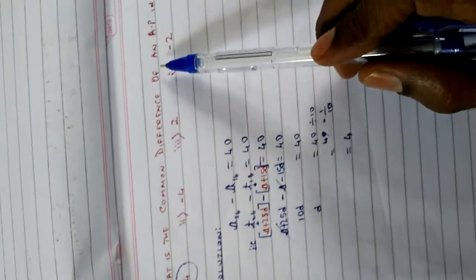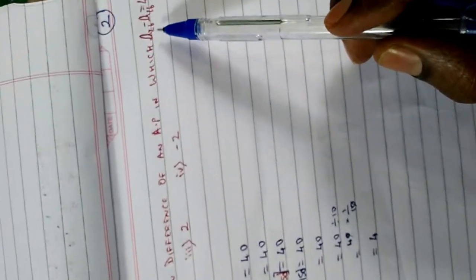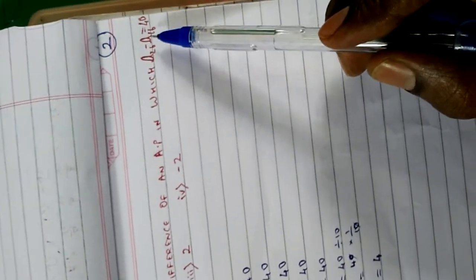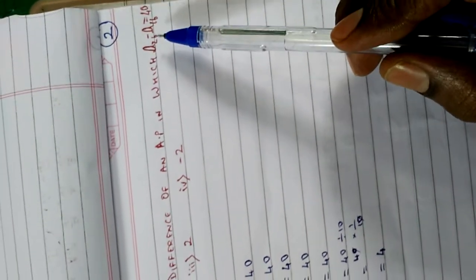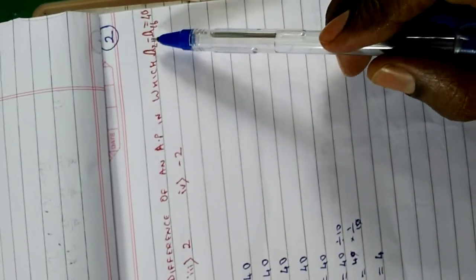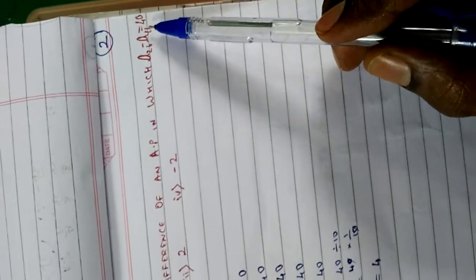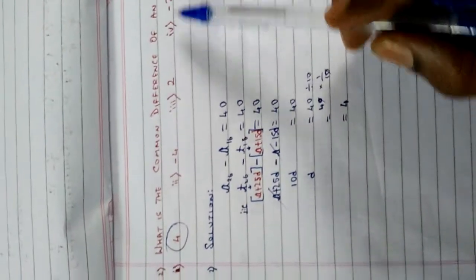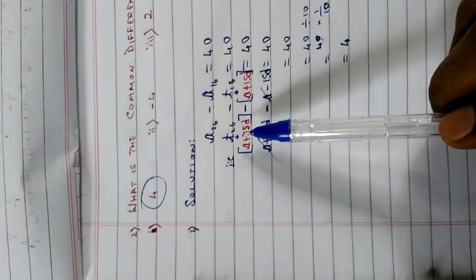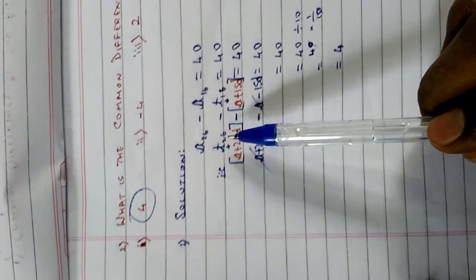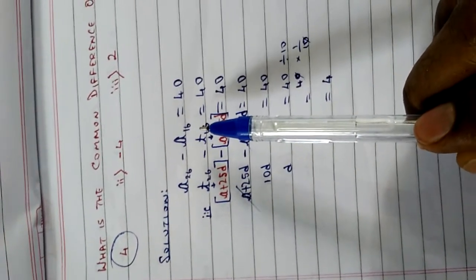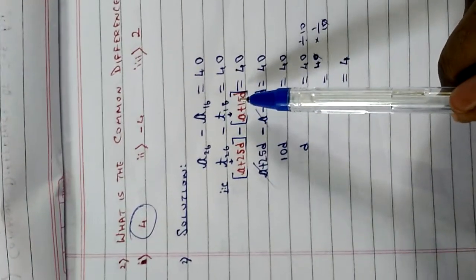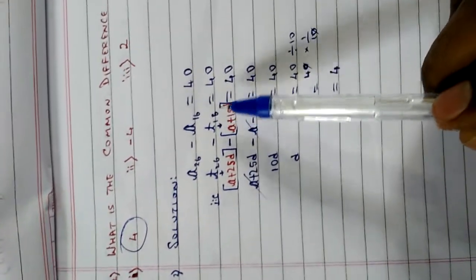What is the common difference of an AP in which A26 minus A16 equals 40? I mean to say a to the base 26 minus a to the base 16 equals 40. One among these four is the right answer. Solution. A to the base 26 means the 26th term and a to the base 16 means the 16th term. So T26 minus T16 equals 40.